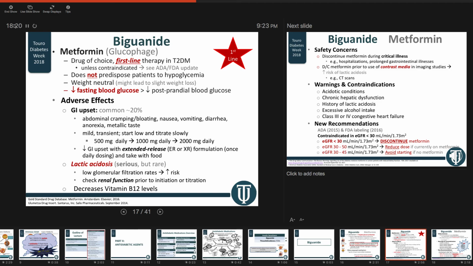The other serious but rarely happening side effect is lactic acidosis. For those whose kidneys are not working so well, that might increase the risk of lactic acidosis. For this reason, whenever we initiate or titrate the dose, we always need to check the patient's renal function. The other side effect is that there might be a slight decrease in the patient's vitamin B12 level, so we might have to check the patient's level after starting metformin.